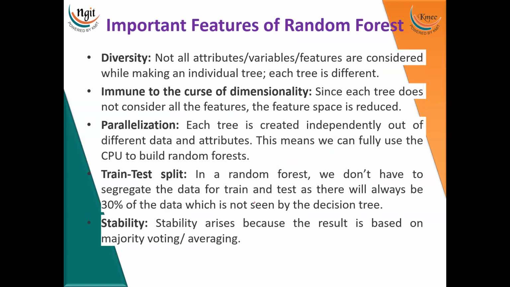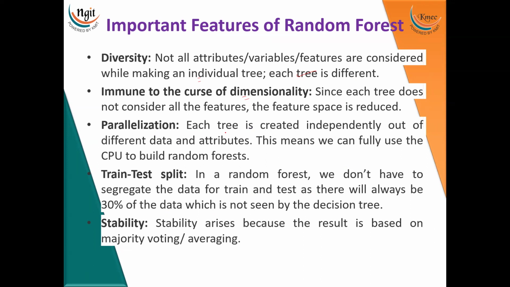Important features or characteristics of this random forest are, first, diversity. That is, not all attributes, variables or features are considered while making an individual tree, and each tree is different. As we are constructing n number of trees, each tree won't have the same variables or features while we are making the individual tree. The second important point is that it is immune to the curse of dimensionality. As we are not considering all the features, the feature space is reduced. That is, there is a dimensionality reduction of the features. So when we have a reduction in dimensionality, chances are we'll get more predictive accuracy.